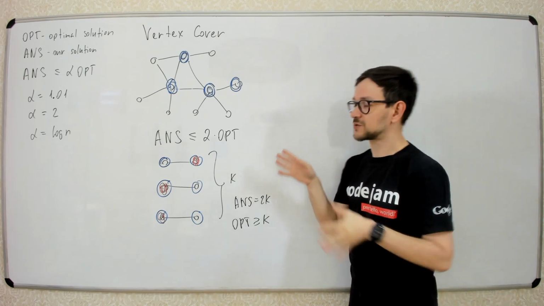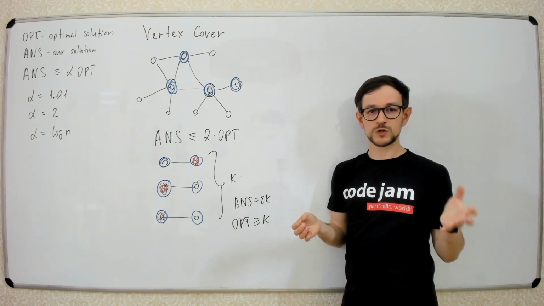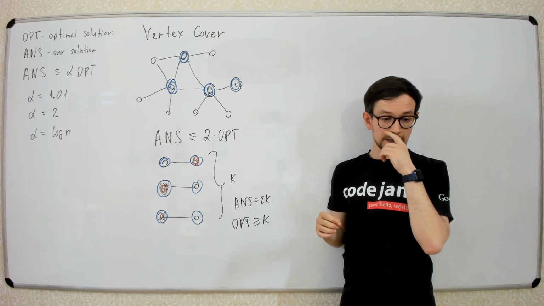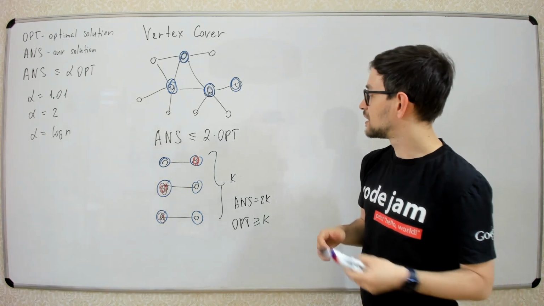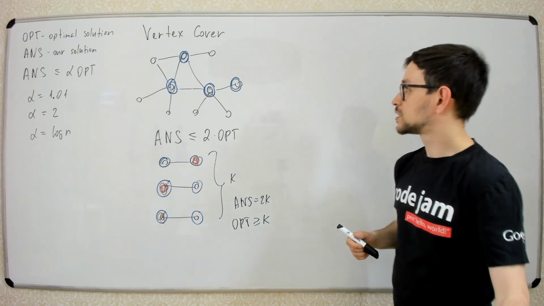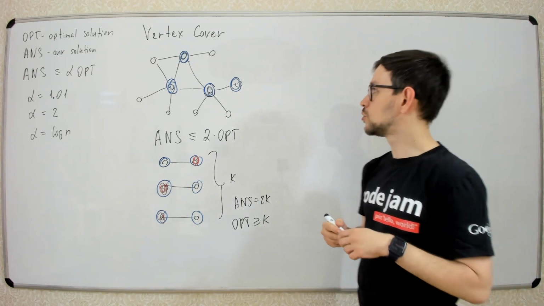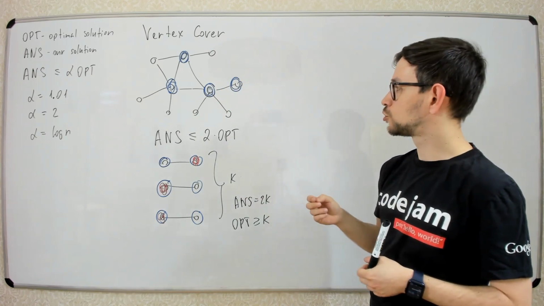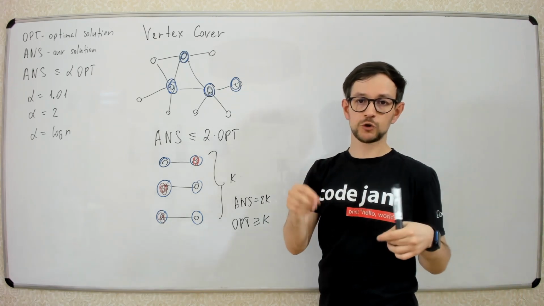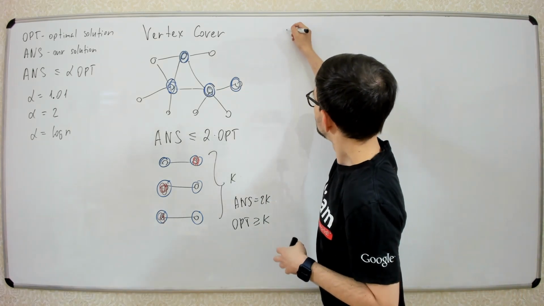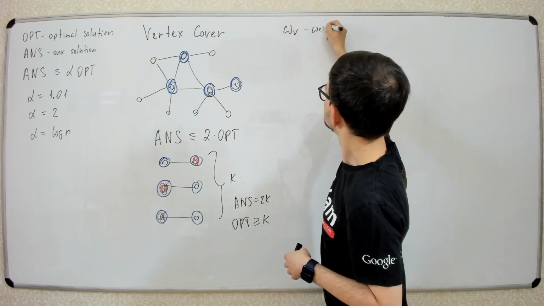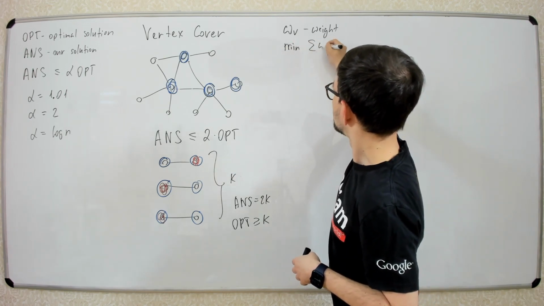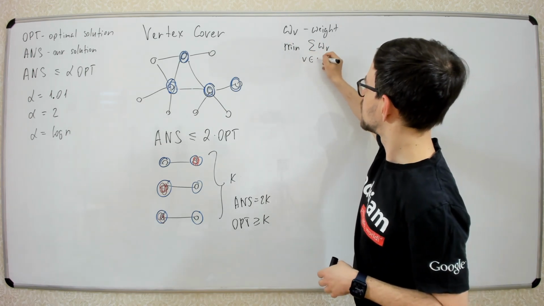Okay, this was quite a simple algorithm. Sometimes you have a very simple algorithm which gives you some approximation of your optimal solution. Sometimes it's a little bit worse. For example, let's solve the weighted vertex cover problem. In the weighted vertex cover problem, you have some graph, but each node has a weight. And you want to minimize not the number of nodes in your vertex cover, but the total weight of your nodes, the sum of weights of the nodes from your vertex cover.